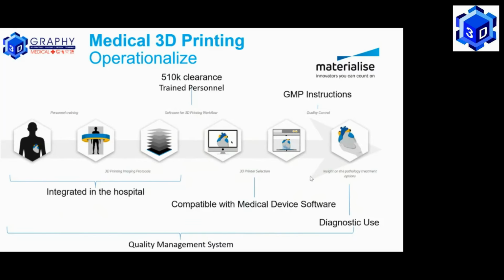Now, if you want to operationalize 3D printing, it can be very simple at first. If you look at the slide, it gives you an overview of the workflow. So you can basically start with personnel training, and then streamline your 3D imaging protocols. And then, when you go further, you can buy the certified software along with a 3D printer. And eventually, you would require a quality management system or a QMS as you expand your application.